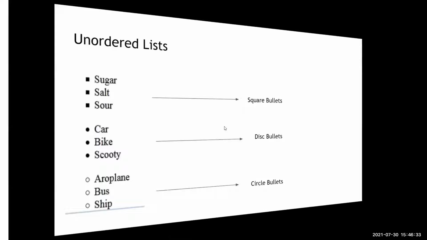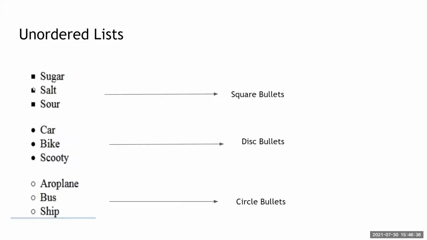Now let's look at some unordered lists. You can see right here, these are square bullets. They're filled-in squares: sugar, salt, sour. Then disc bullets are just the ones we saw previously. They're filled-in circles, and these are all vehicles. And then finally we have circle bullets. Circle bullets are similar to the disc bullets, but they're not filled in, so they're like a circle outline. These are the common attributes. You can say none, I just didn't include that because I thought it was unnecessary. But yeah, these are the unordered list attributes.